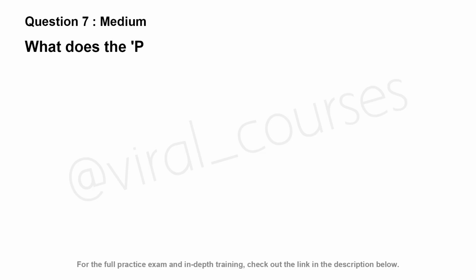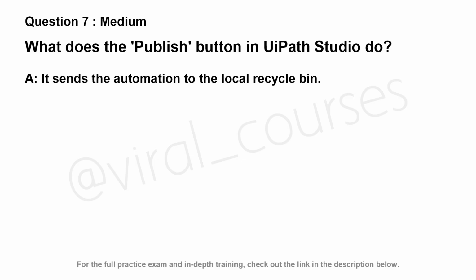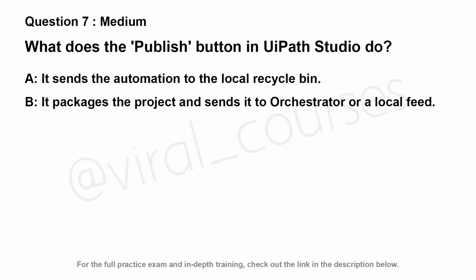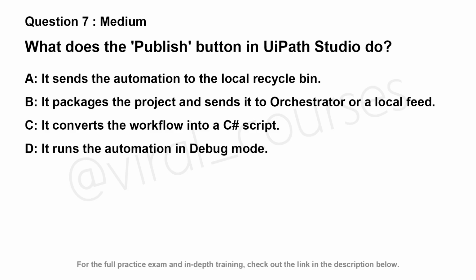What does the Publish button in UiPath Studio do? Option A. It sends the automation to the local recycle bin. Option B. It packages the project and sends it to Orchestrator or a local feed. Option C. It converts the workflow into a C# script. Option D. It runs the automation in debug mode.